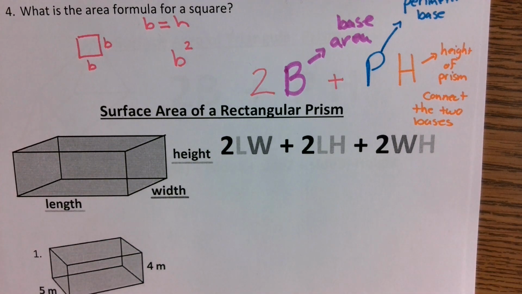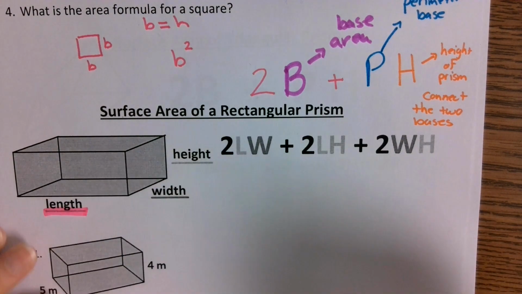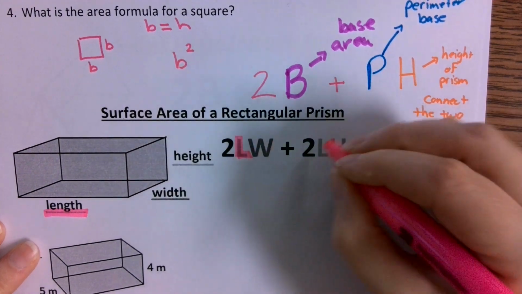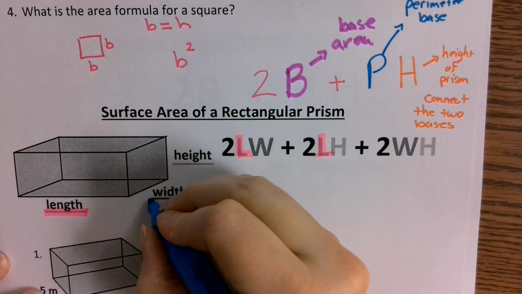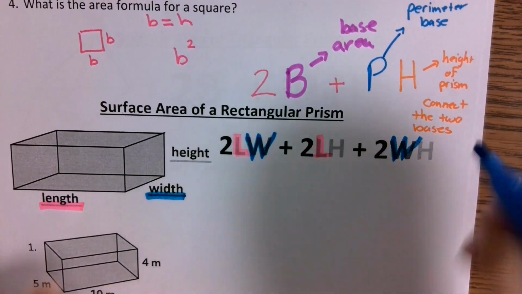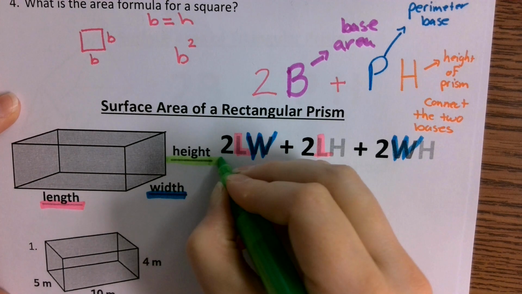So if you know what your length is, you know what your width is, you know what your height is, you can easily find the surface area. So we'll denote my length as being pink. Everywhere I see my length, I'm going to just denote it with a pink. Everywhere that I see a width, I'm going to denote it with my blue. And then everywhere that I'm seeing my height, I'm just going to denote it with my green.